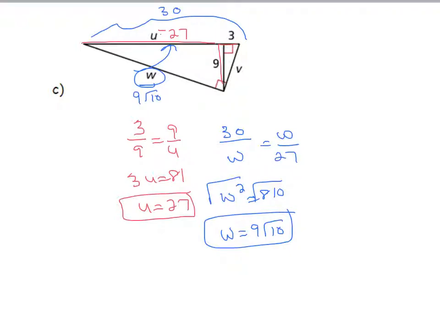Now let's work at the other side. We're going to look for V. Okay, to find V, again, it's the whole thing over the leg. So 30 over V equals V over the part that's closest, which is 3.